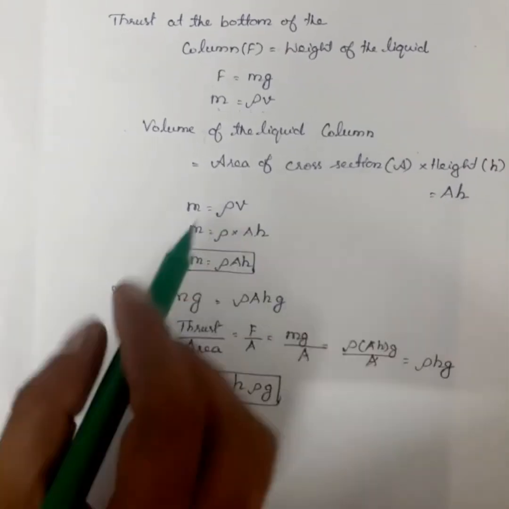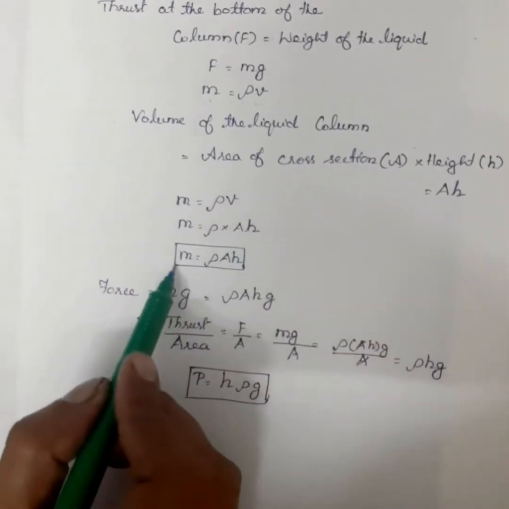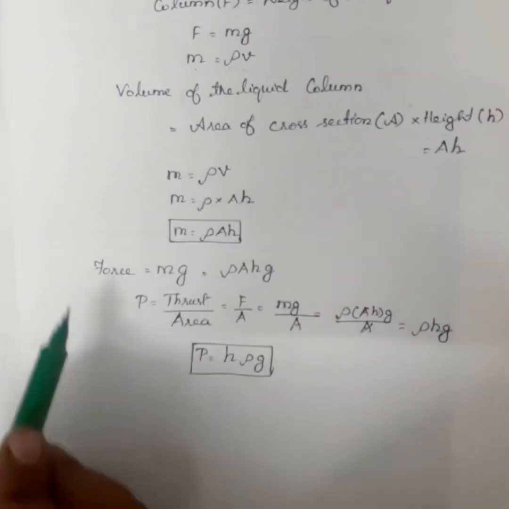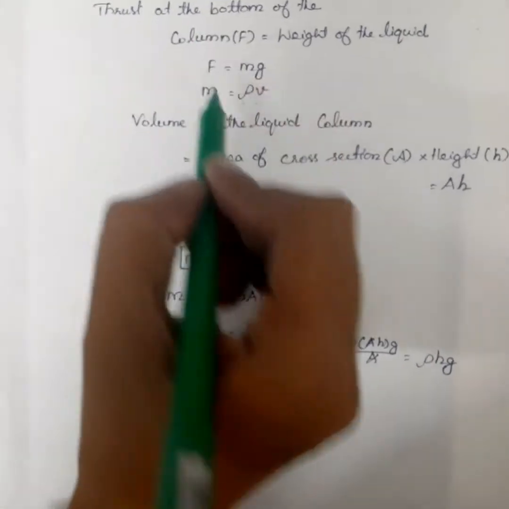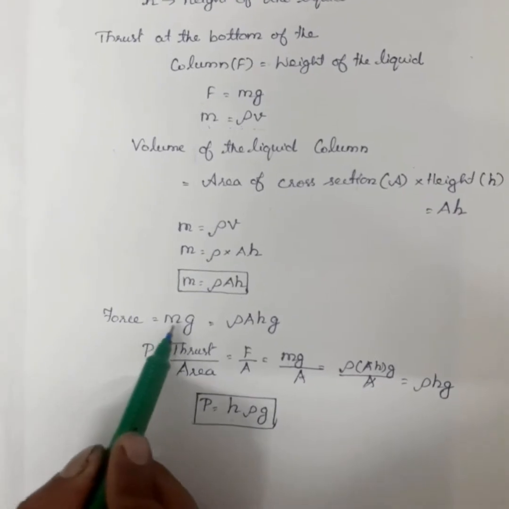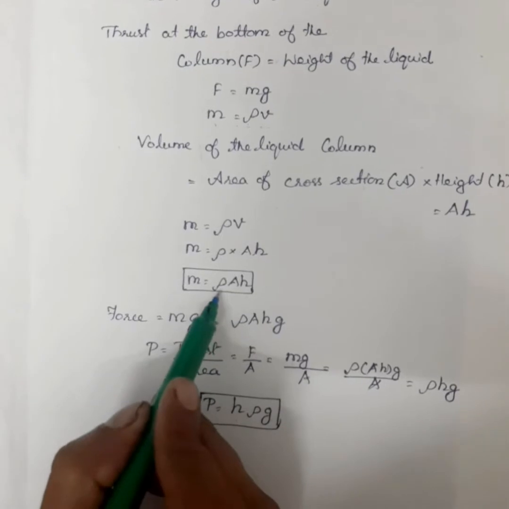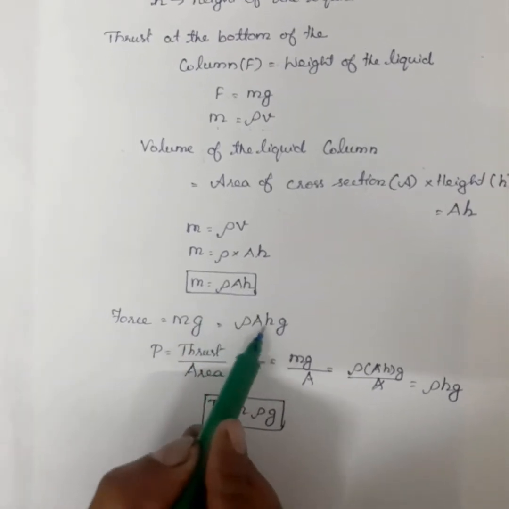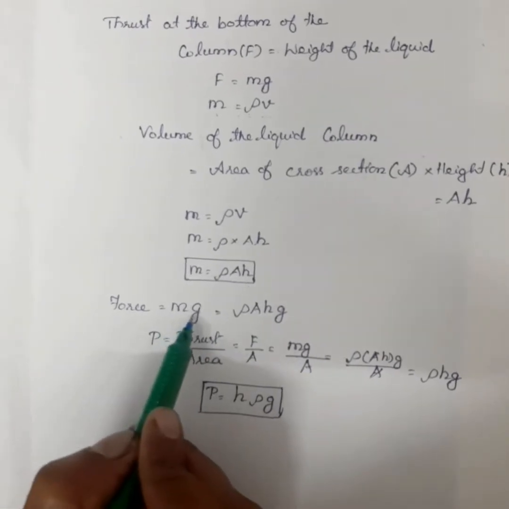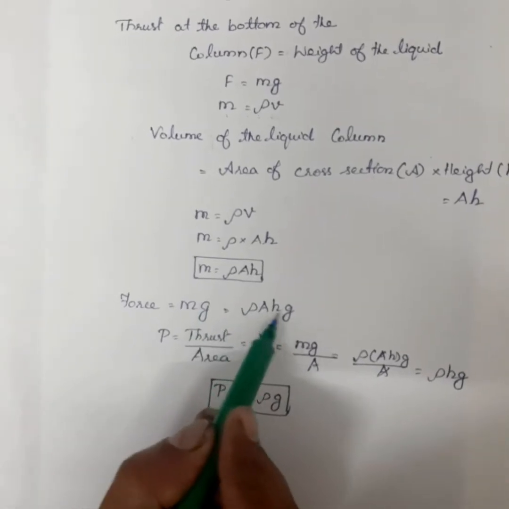Now you substitute the value. M is equal to rho into A into height. Force is equal to M into G, mass into gravitational acceleration. So mass is rho A height, and force is rho A height into G.